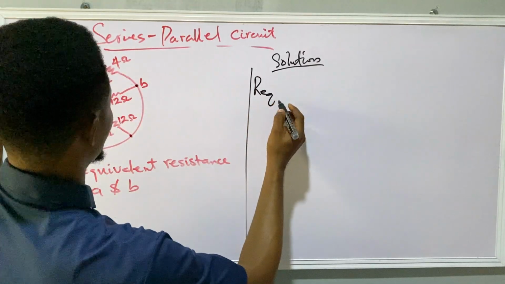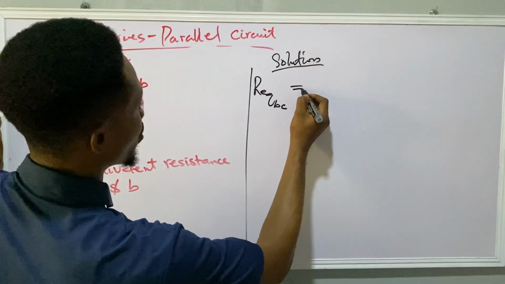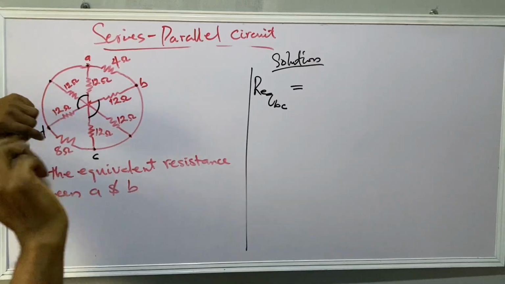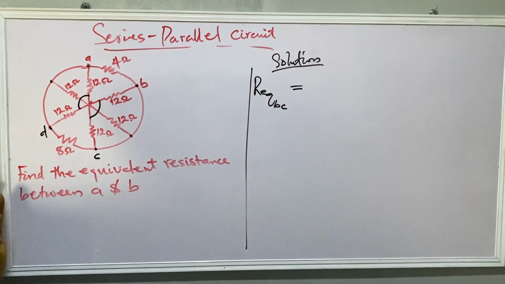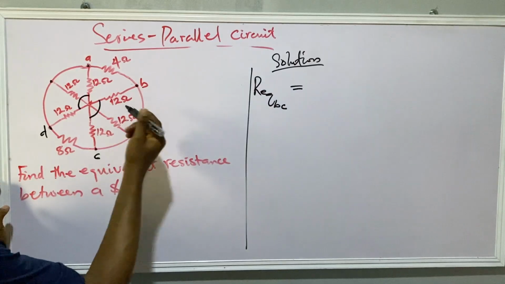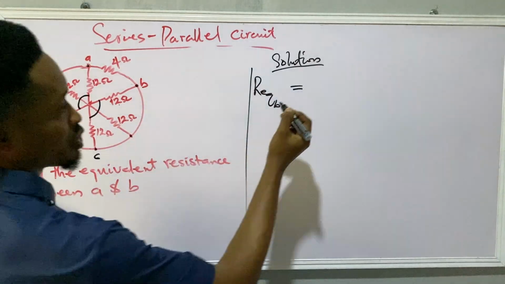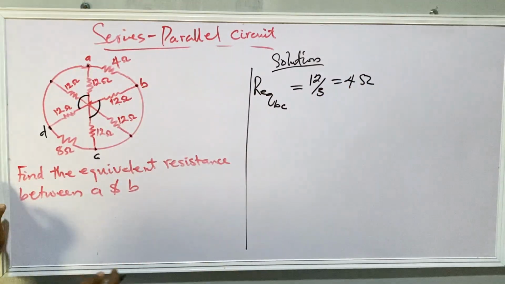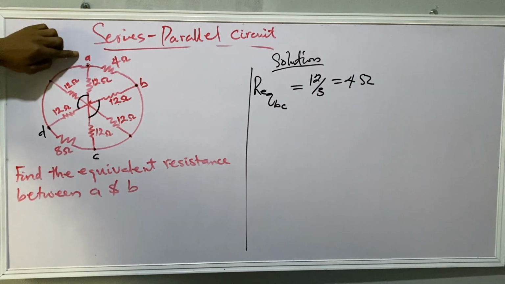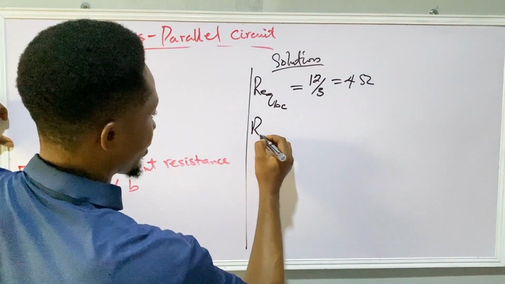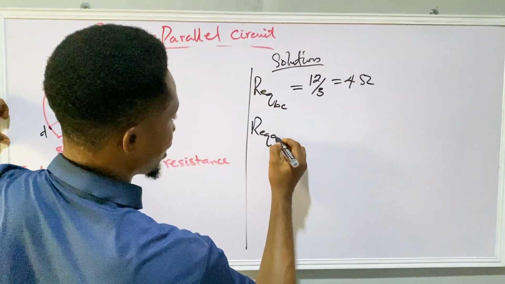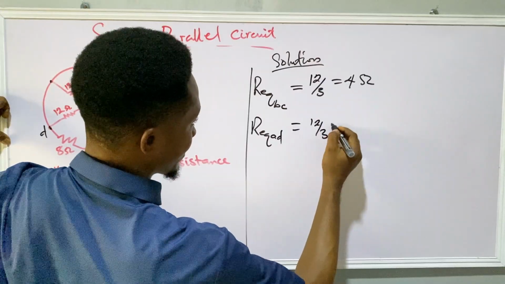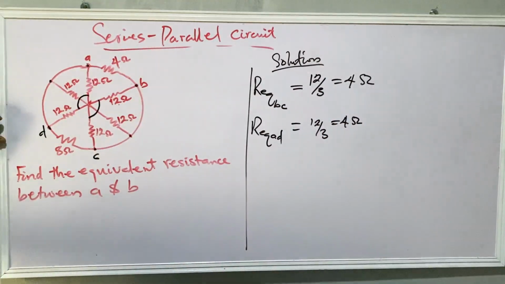I can call this R equivalent between point BC will be equals to, they are in parallel, and they have the same value of resistance, 12 ohms. So we can say 12 divided by 3, that equals 4 ohms. We do the same thing for point A and point D. So R equivalent of point AD will be equals to 12 divided by 3, which is 4 ohms.